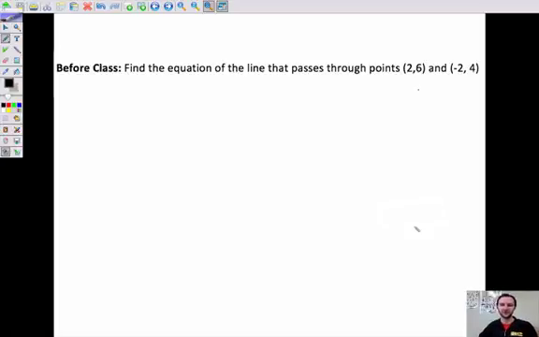I'm going to go ahead and do the before class with you because I want to show you a couple other ways to find the y-intercept. I think we can find the slope just fine. I'm not too worried about that. So let's go ahead and do that. So our change in y is from 6 to 4, so that's a negative 2. And then our change in x is from 2 to negative 2, which is negative 4. Meaning that the slope is negative 2 over negative 4, which is just 2 over 4, which is 1/2.